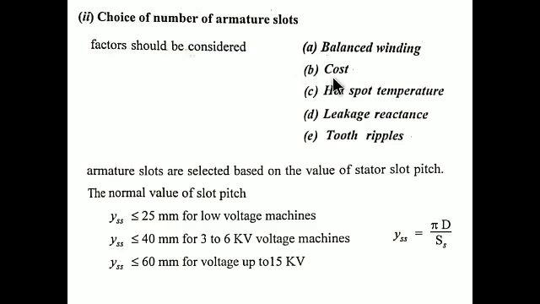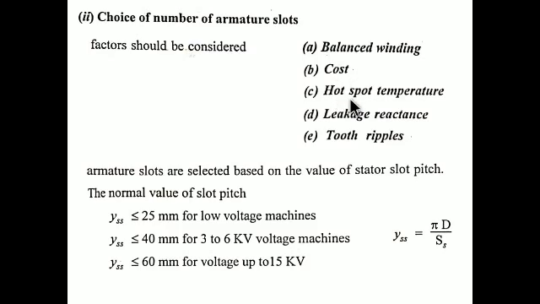Then the next one is cost. Generally everyone knows this thing, cost. When we select a large number of slots, that gives a large number of coils. So we have to wind a large number of coils in a machine, which increases the labor cost. With more coils, we have to spend more cost. So the selection of slots determines the cost calculations also.